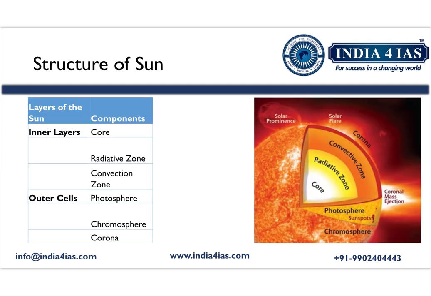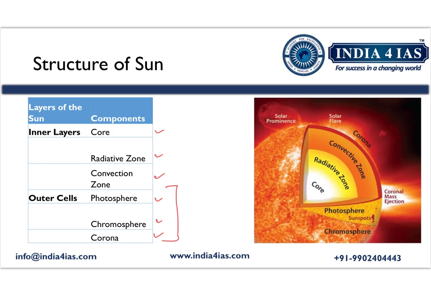Before we move into the Aditya L1 mission, let us discuss briefly about structure of the sun. The sun consists of different layers and they are grouped into inner layers and outer layers. The inner layers are core, radiative zone and convective zone, and the outer layers are photosphere, chromosphere and corona. The mission of the Aditya L1 is to study about the photosphere, chromosphere and corona. So here we can see the image of structure of the sun.